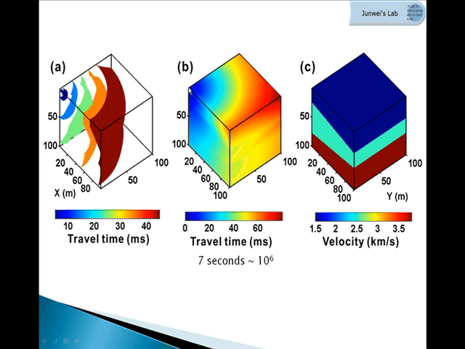So this is the plot of the travel time field as a function of space, and plot A just shows you the isosurface of the travel time field. It mimics the wave propagating away from the point source.